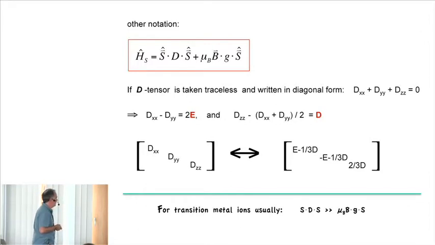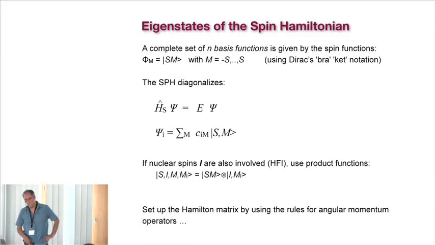Another note about the energies of these systems for transition metal complexes. The zero-field splitting is usually larger than the Zeeman interaction that we can generate by applying fields of 1 to 10 Tesla or so. That is not true for other ions.